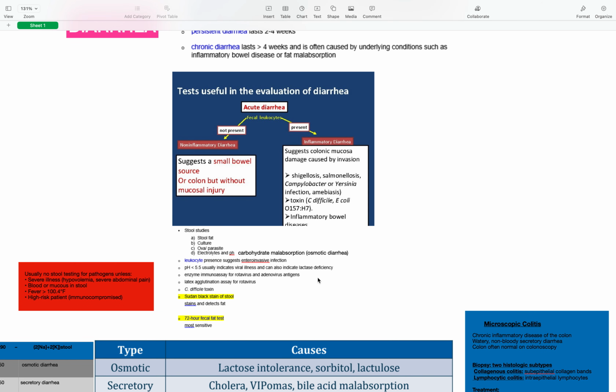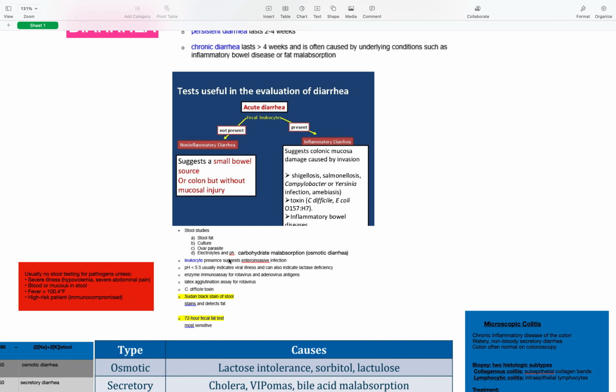Then enzyme immunoassay for rotavirus and adenovirus antigen if you're suspecting so, and latex agglutination assay for rotavirus. Rotavirus is very common in unvaccinated pediatric age group. C. diff toxins, this is when you have a suspicion for such. But basically, the initial test would be stool analysis for culture and ova and parasites. And in fact, you may also need electrolytes and pH of the stool.